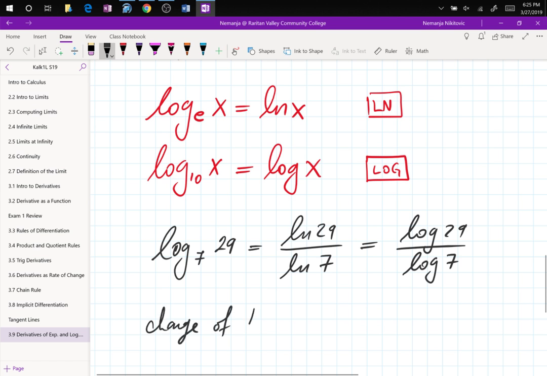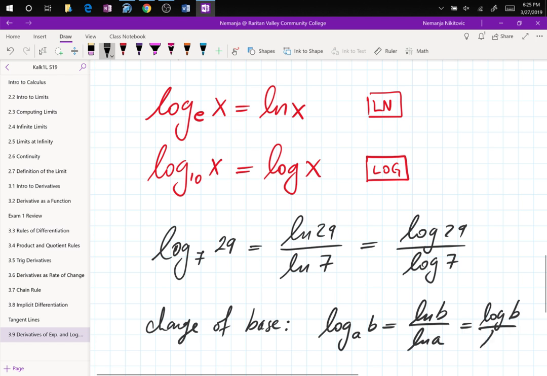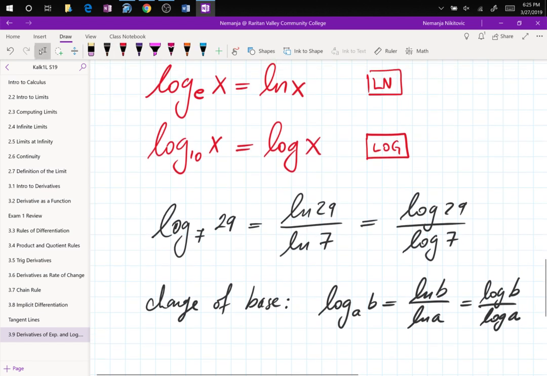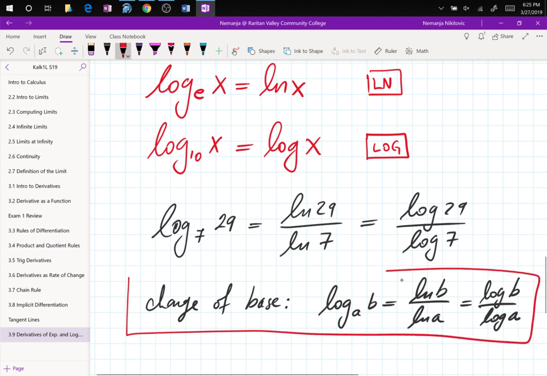Change of base, so that you can use your calculator, is log base a of b is ln b divided by ln a, or log b divided by log a. So that's your change of base, so that you can use your calculator to calculate anything.